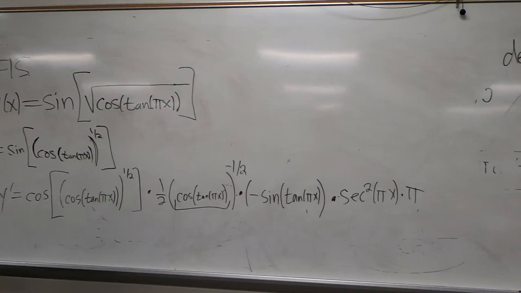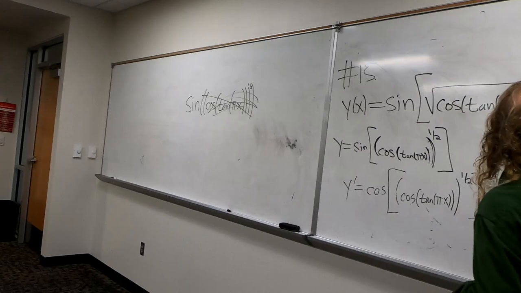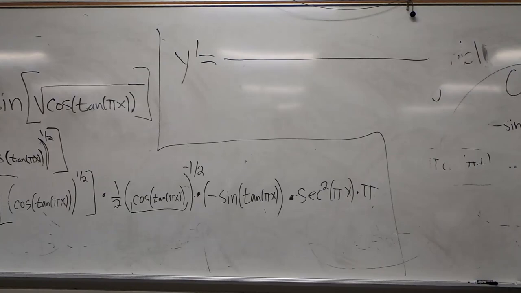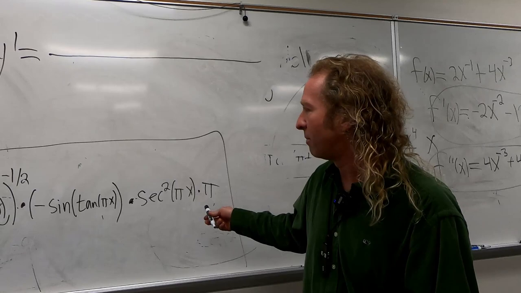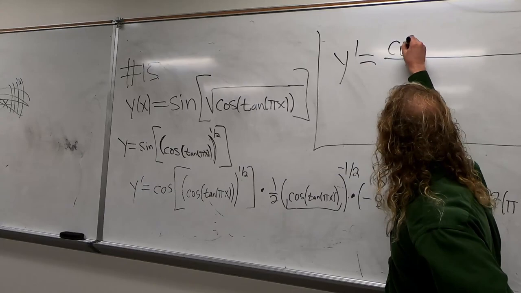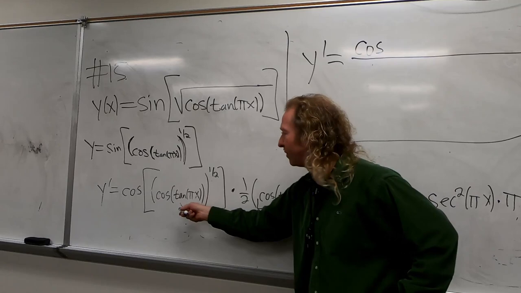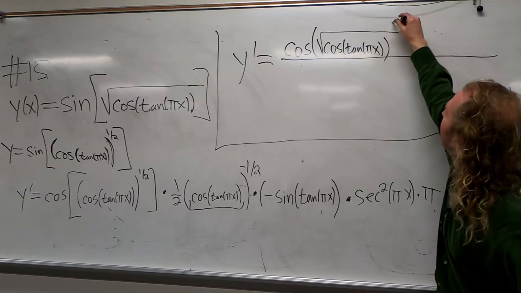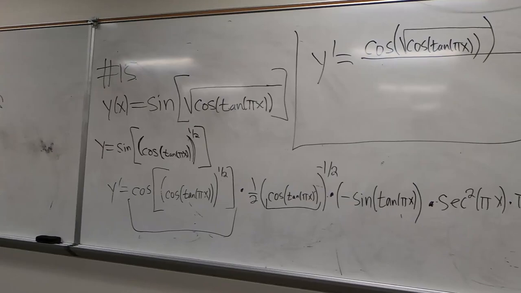Can everyone see down here? I'll do it up here. Okay, so y prime. Let's figure out what's going to stay up top. Obviously it's a fraction, that's the first step. So this is still up top: cosine, and that's a square root, so I'm going to write it as a square root to make it look better. Square root, cosine, tangent pi x. So that's this piece. Beautiful. And then this is going to come downstairs.